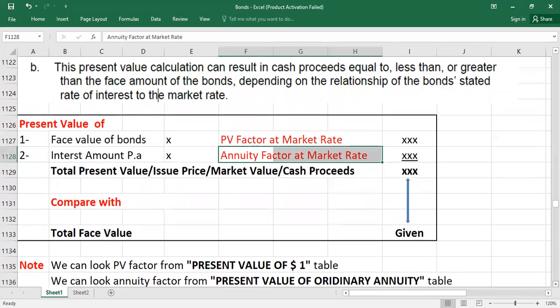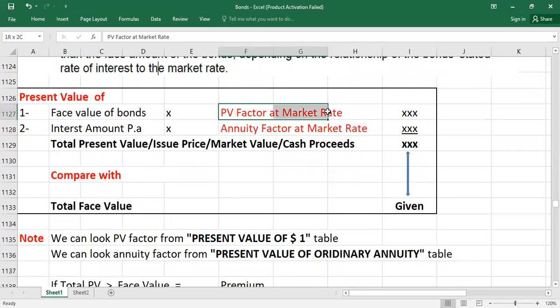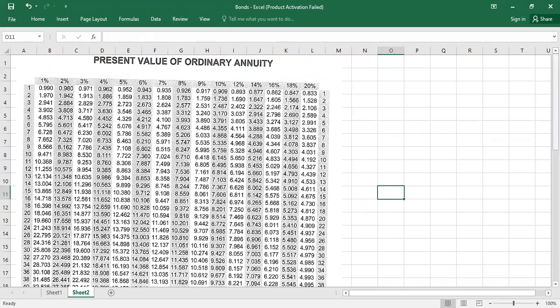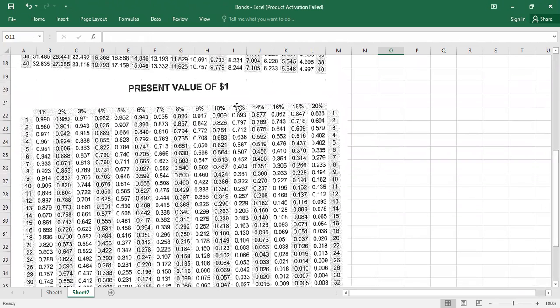If you want to look for the present value factor at market rate, simply go to the table. I am assuming you have an idea about present value and the time value of money, but even if you don't, you can simply select these present value factors from the table. If I want to select a present value factor, I will use the present value of $1 table. Let me show you how you will select. Here we have a present value table, a present value of $1 table.